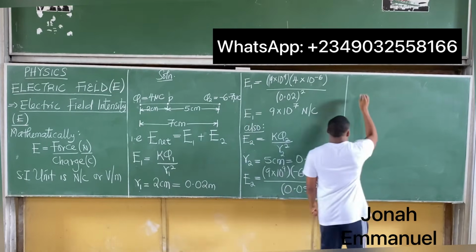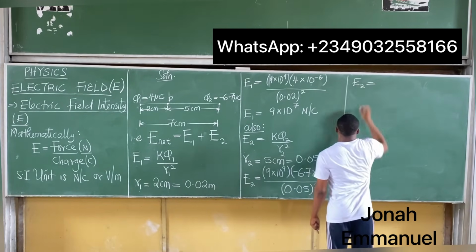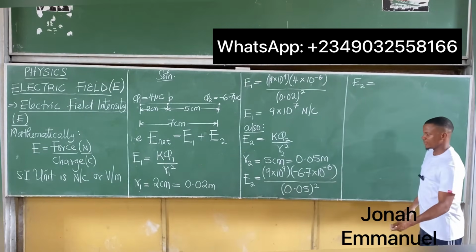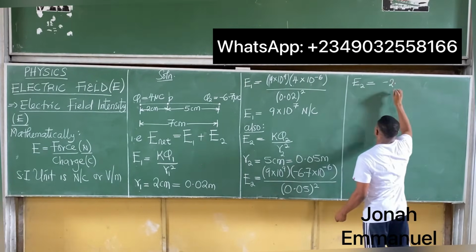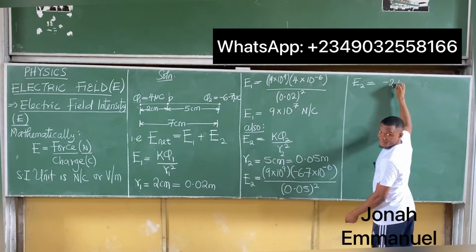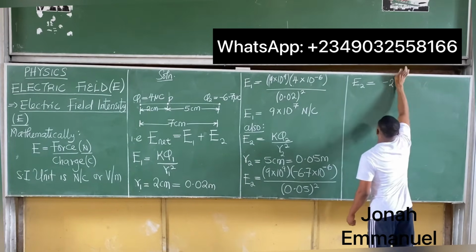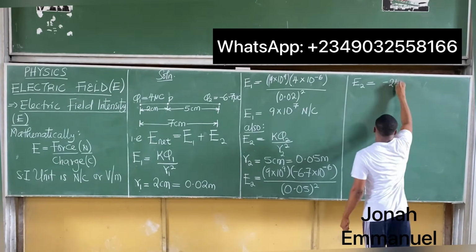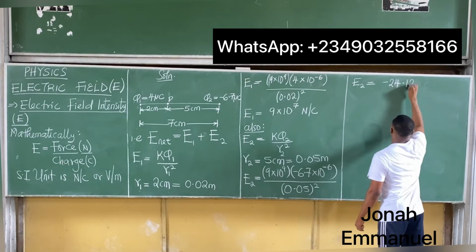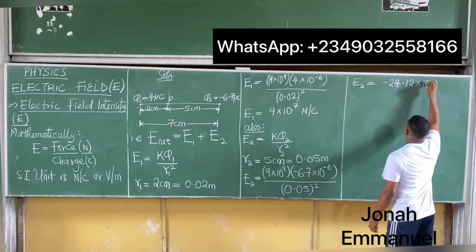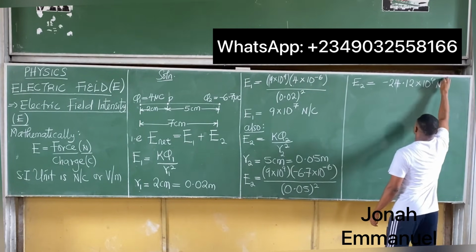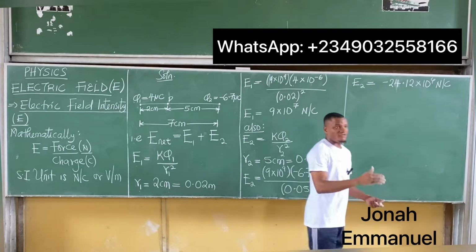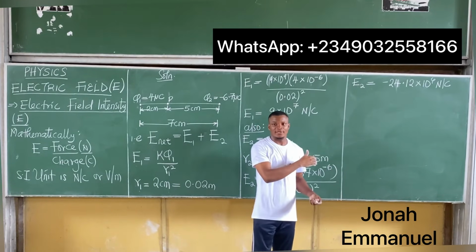Please give me the value of E2. So E2 is equal to, what do you have, please? It should be a minus. Minus 24.12 times 10 to the power 6 Newton per coulomb. Is there any confirmation this is correct? Who is confirming for us, please?